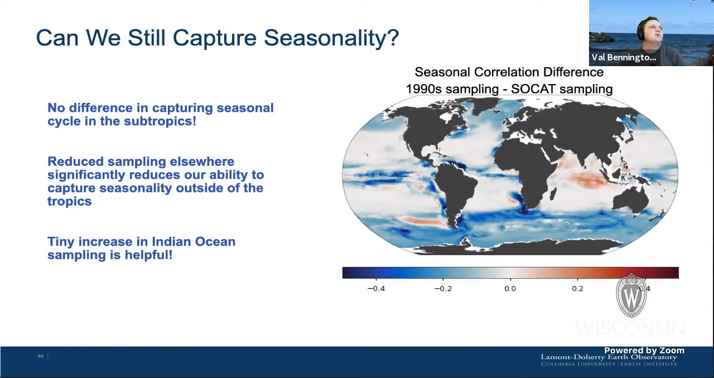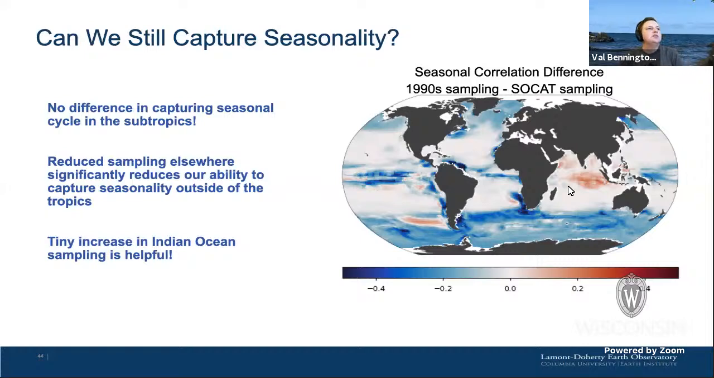So on the right-hand side, we're looking at the correlation difference. So the difference between if you had sampled basically half as many times versus the real world sampling. And what you'll notice is that there's really no difference in our ability to capture the seasonal cycle of PCO2 in the subtropical regions, even in the poorly sampled southern subtropical locations. And that's because the algorithm is learning those relationships. It's a small residual that needs to be reconstructed, and PCO2 is constraining most of that.